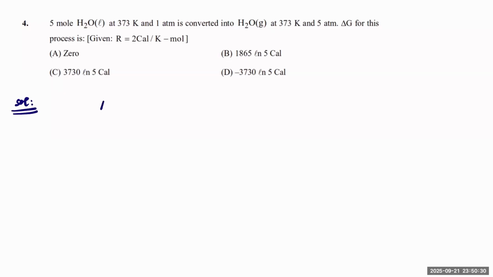Okay, let me start this now. H2O liquid is trying to convert into H2O gas. I need to figure out the delta G for this reaction. Got it? You can start in both ways here.